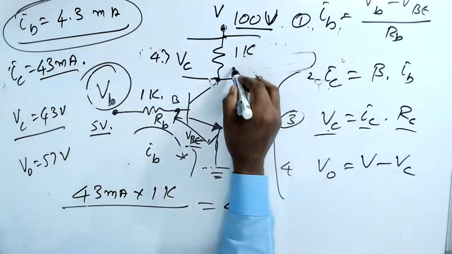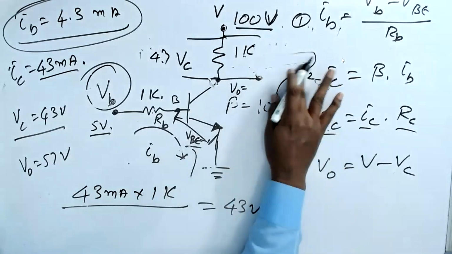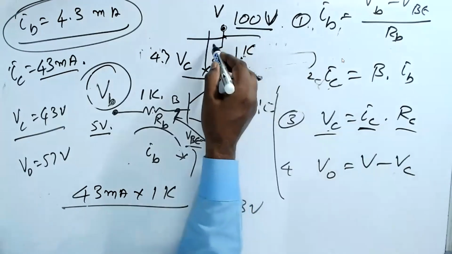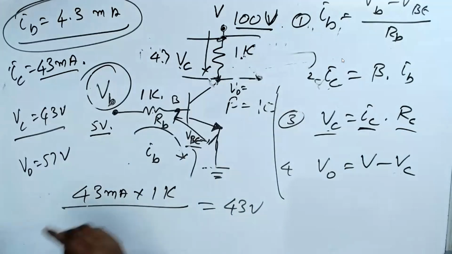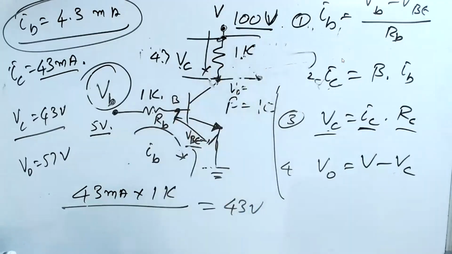Sir, can you explain the third step? Third step, the current flowing through this is IC. So the drop across this is IC into RC. It's Ohm's law. If there is a current flowing through a resistor, V is equal to I into R.